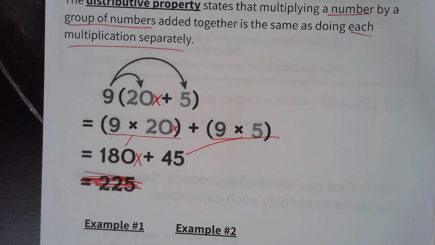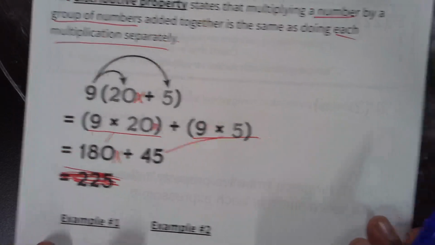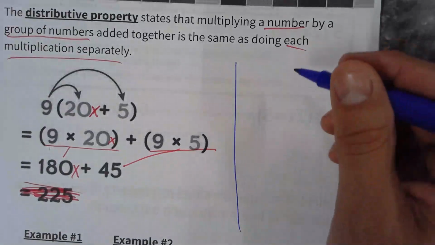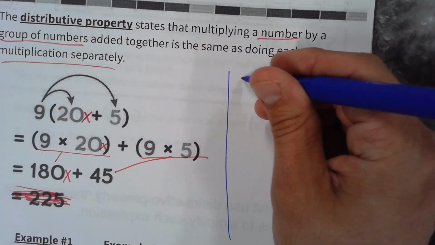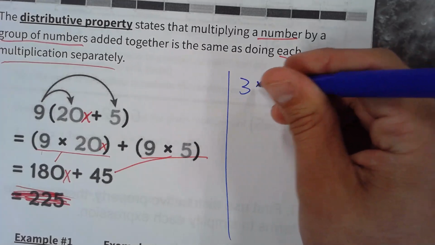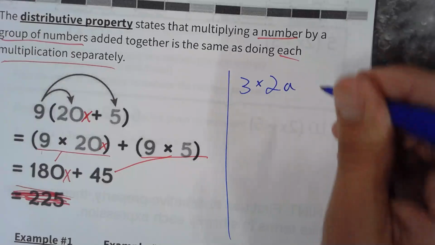So one thing we haven't done yet is multiplying constants with variables, and this is what I mean. This is kind of a sidebar here. Sidebar. Let's say we have 3 times 2 times a.